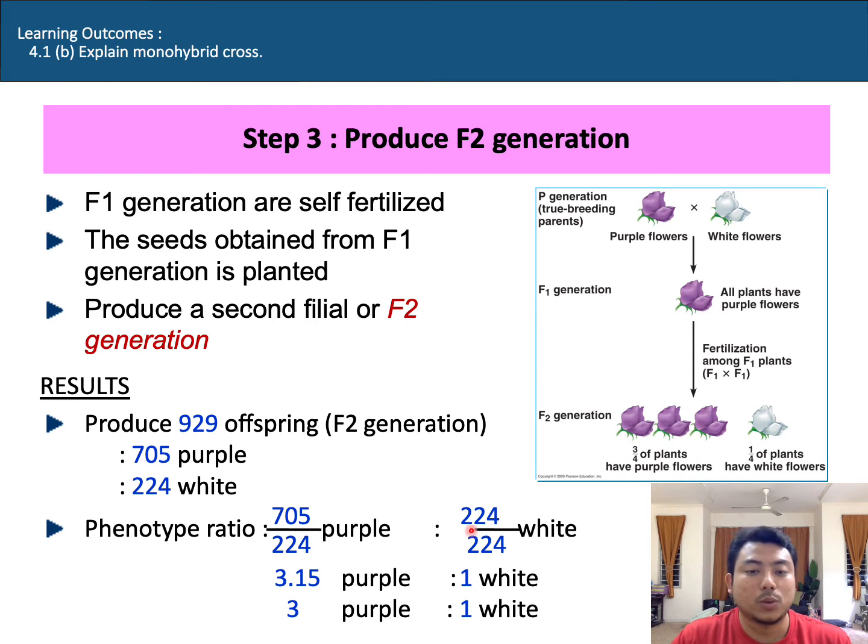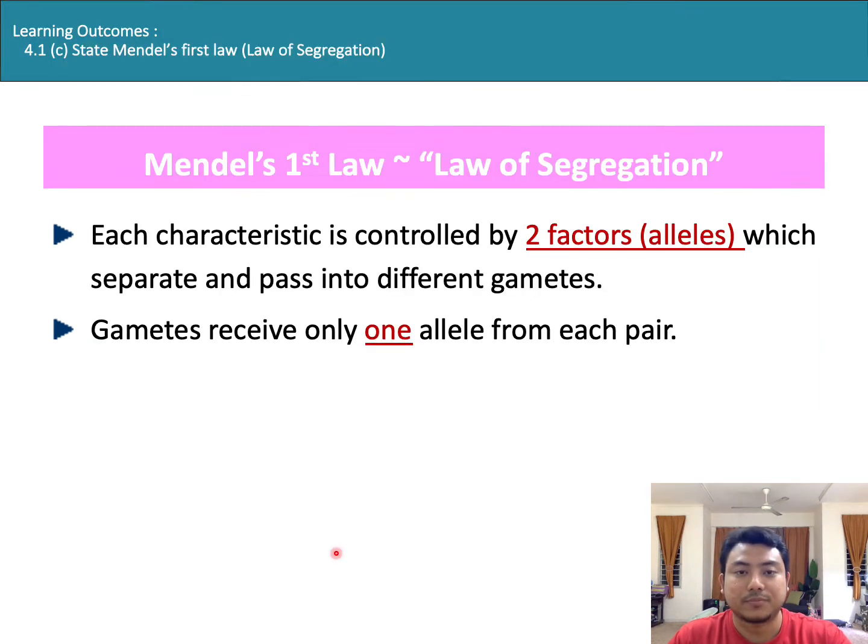Of course, 224 divided by 224, you get 1. So the number is 3.15 to 1. If we round this up to the closest round number, we have a 3 to 1 ratio. That means the phenotype ratio is 3 purple, 1 white. Of course, in a natural setting, it will not be exactly 3 to 1. It will approach or come close to this ratio.